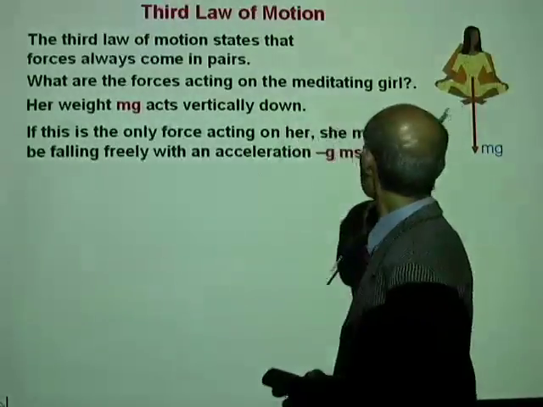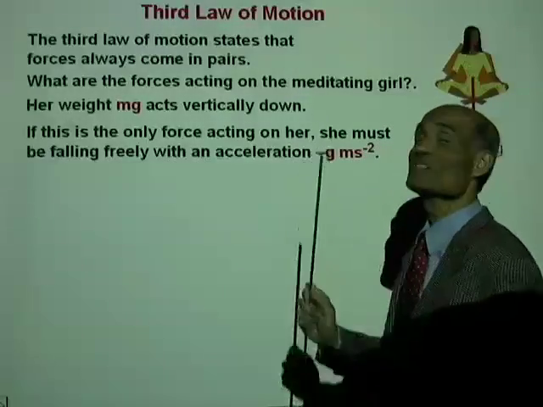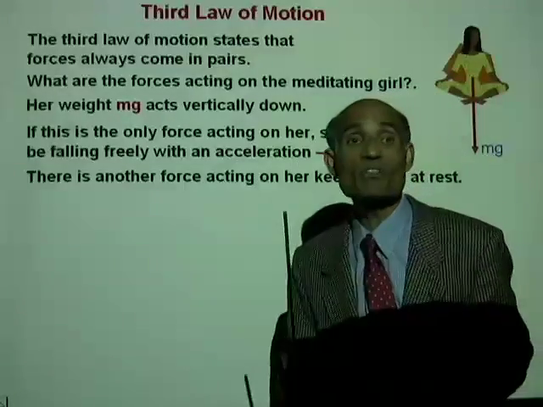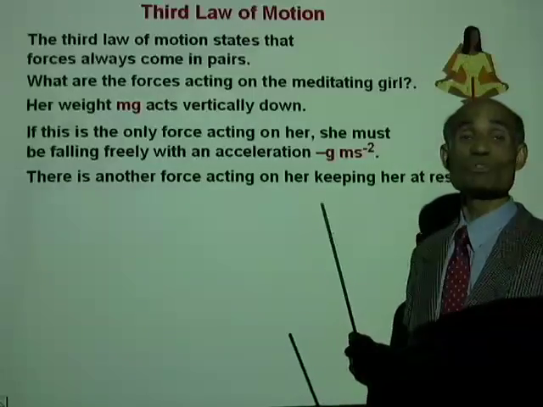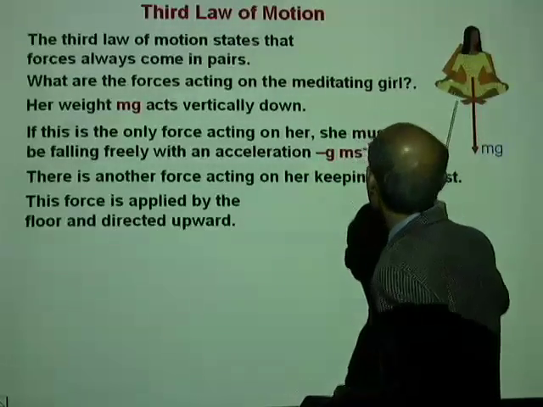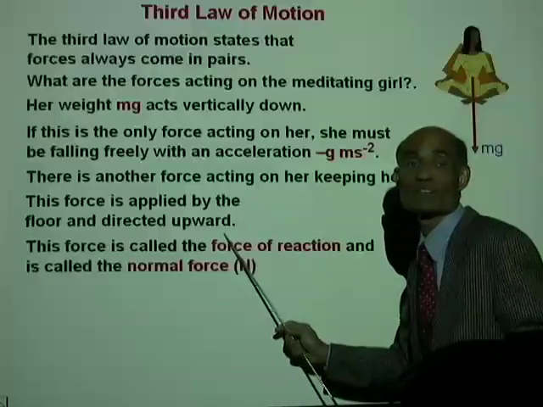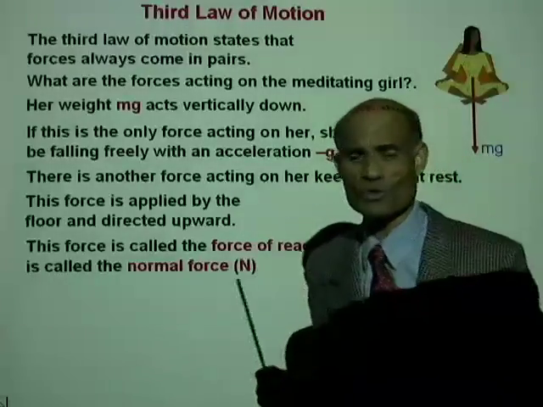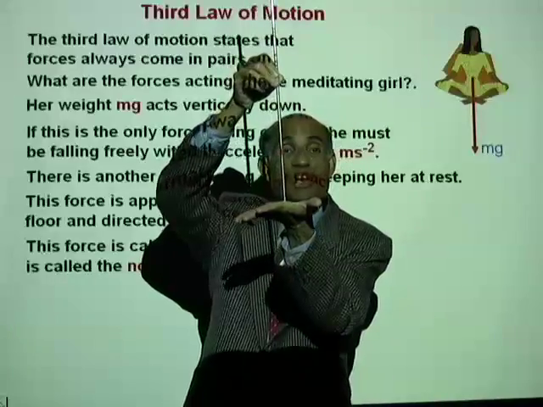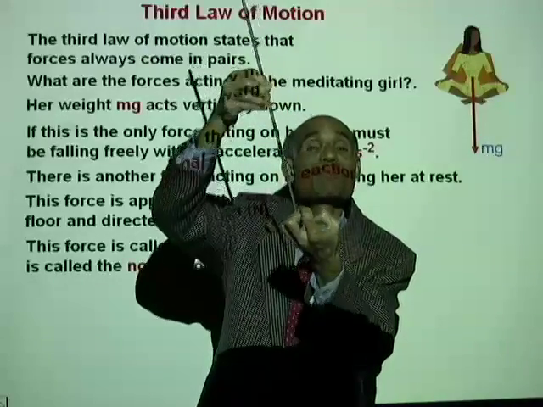So, if the weight is the only force acting on her, she will be falling freely with an acceleration of negative g meter per second squared. Since she is not doing that, there is another force acting on her, keeping her at rest. What is that force? This is the force applied by the floor directed upward on her. This is called the force of reaction, and we also call it the normal force. What is the meaning of the normal force? It means that the force is at right angles to the surface where she is sitting. That is why it's called the normal force. A normal is a perpendicular.